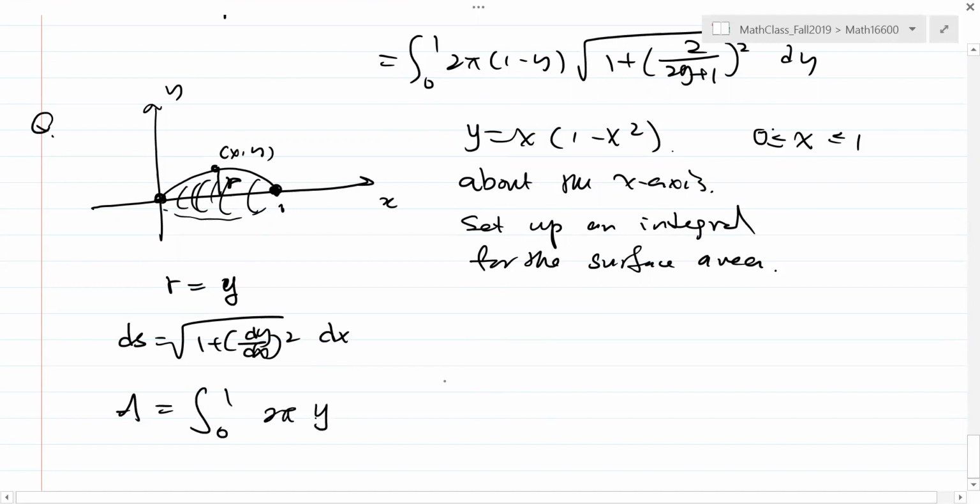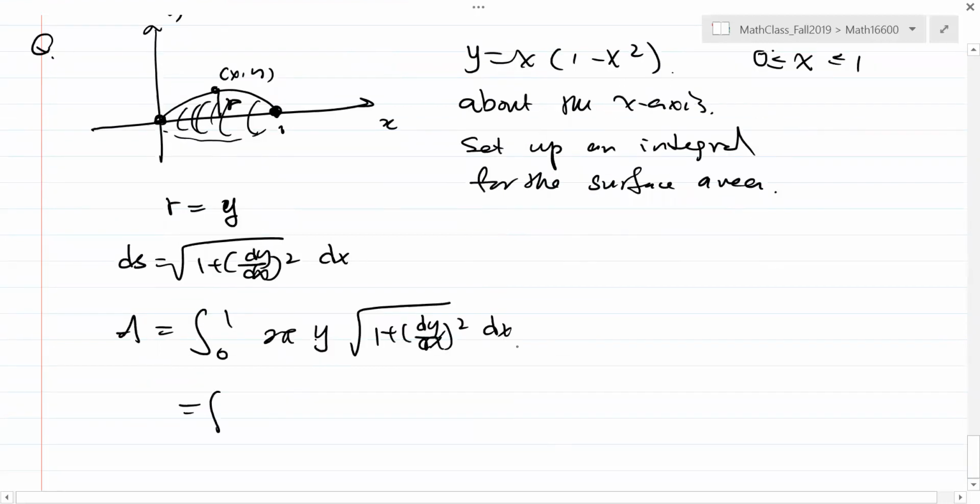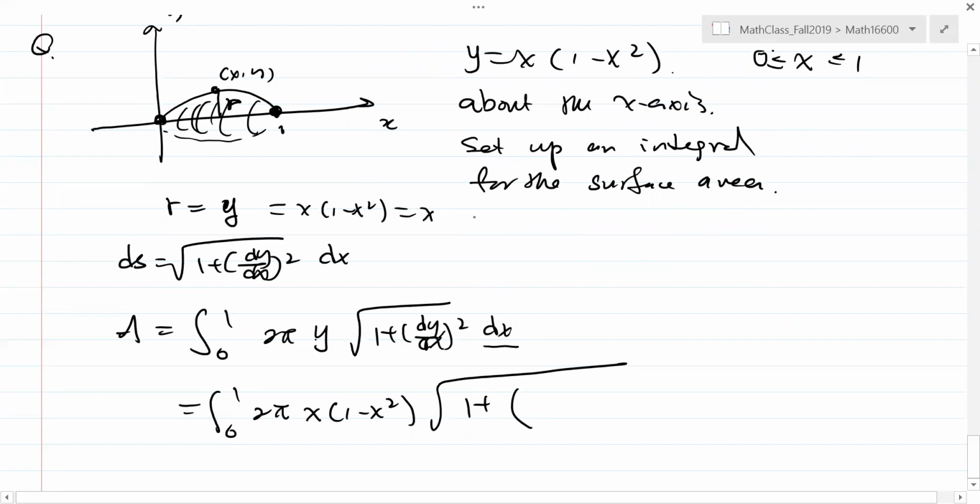At the very beginning, you can simply write it like this. Then you have to put details there, because this is an integral with respect to x. So the y variable depends on x, so it's going to be x times 1 minus x squared. Then you differentiate y with respect to x. Y is x times (1 minus x squared), which is x minus x cubed. When I differentiate, I get this.